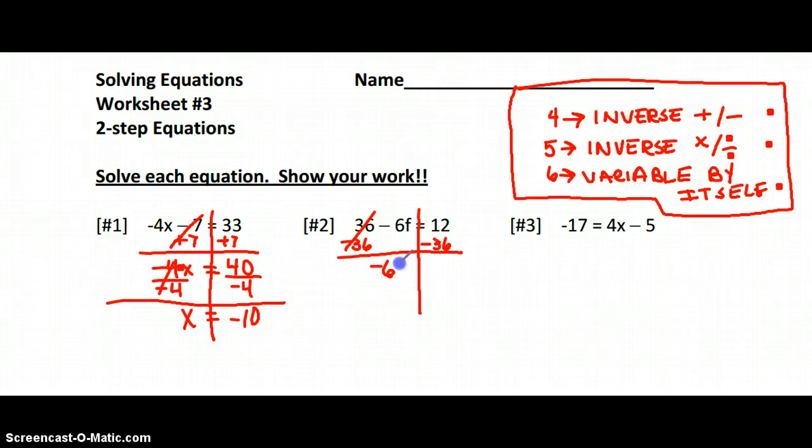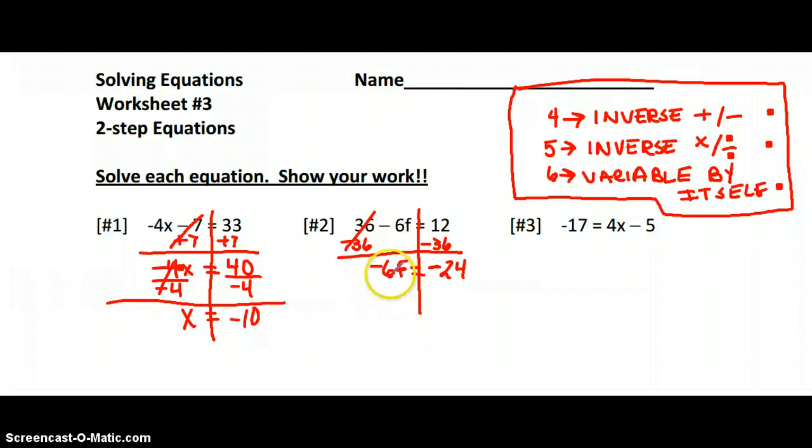Negative 6f's come down. This negative sign, just like when we combine, you carry the sign in front of you, so its sign is negative. That's going to equal whatever 12 minus 36 is. Well, our answer definitely has to be negative because the army of 36 is bigger than 12. So now we have negative 24. Use that calculator if you need to.